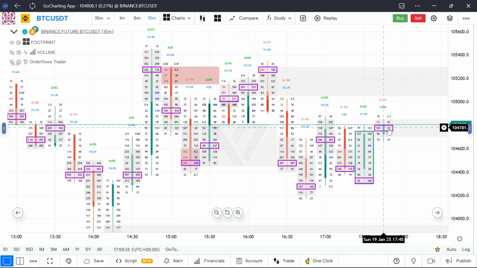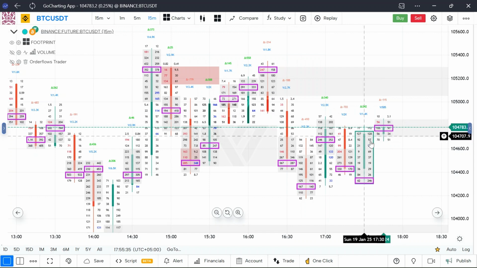POC is price level where maximum volume is traded in that candle, shown by pink outline. Then we have value area represented by slight dark shading. It's price area where 68 to 70% of total volume is traded in that candle. Then we have imbalances. Buy imbalances shown in blue, while sell imbalances in red. It's price level where one side, bids or asks, are 4x higher than opposite orders compared in diagonal.